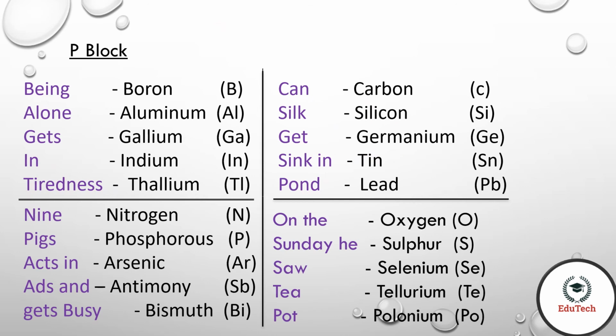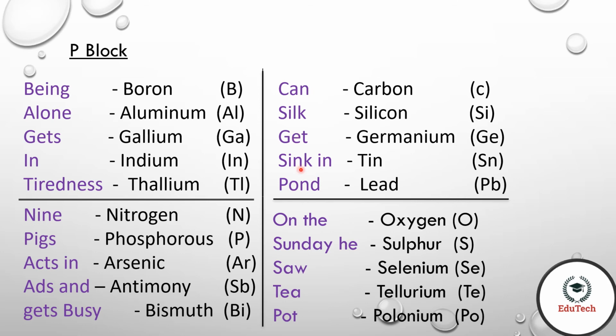P block. Being alone gets in tiredness. Being represents boron, alone represents aluminium, gets represents gallium, in represents indium, tiredness represents thallium. Here carbon, silicon, germanium, tin, and lead.